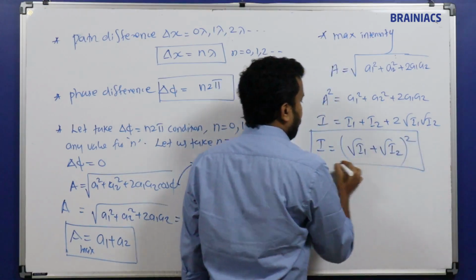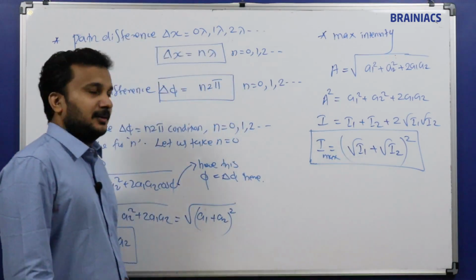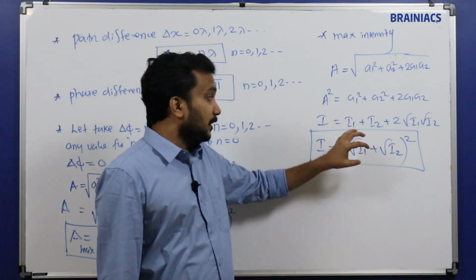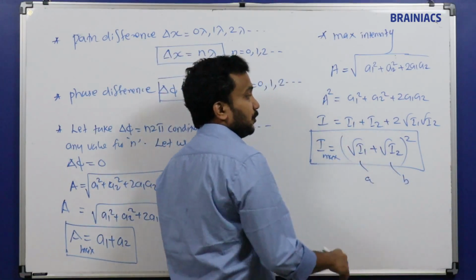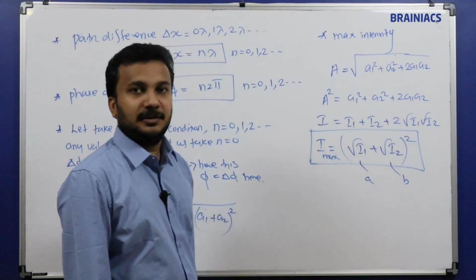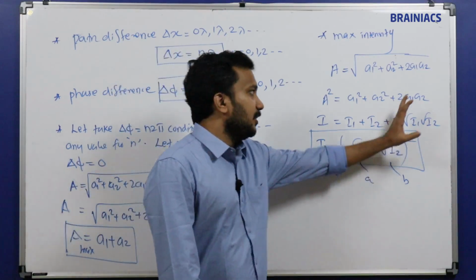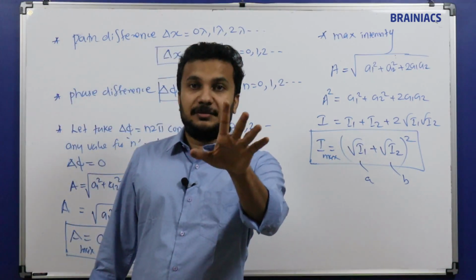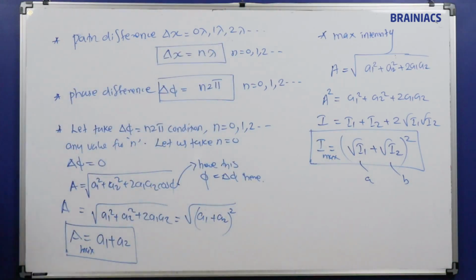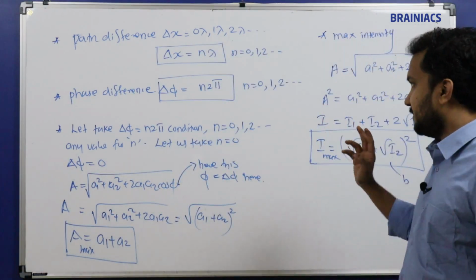This is correct or wrong? 100% correct, my dear boys and girls. Root I1 plus root I2, A plus B the whole square. A square, root I1 the square, I1. B square, root I2 the square. 2AB, 2 into root I1 into root I2. So I max, A max. -1 gone. So constructive interference, maximum amplitude, maximum intensity.